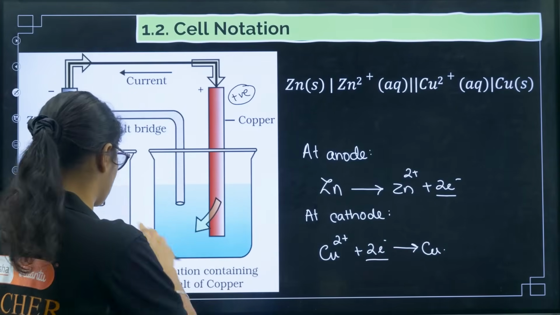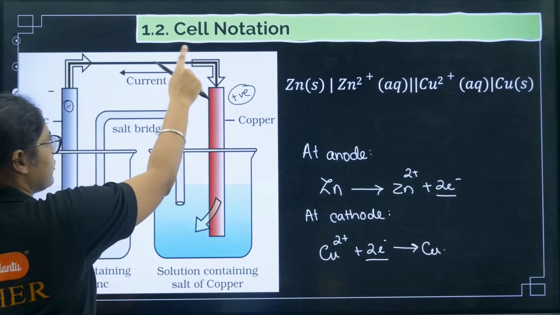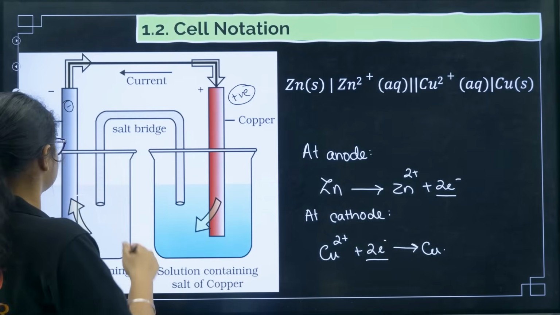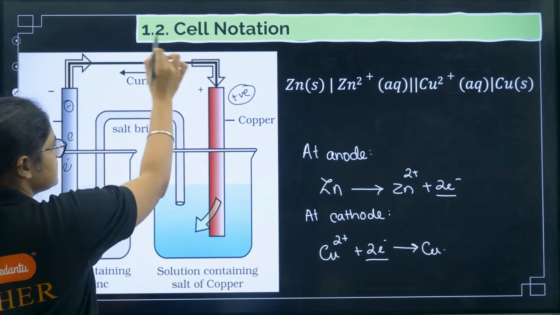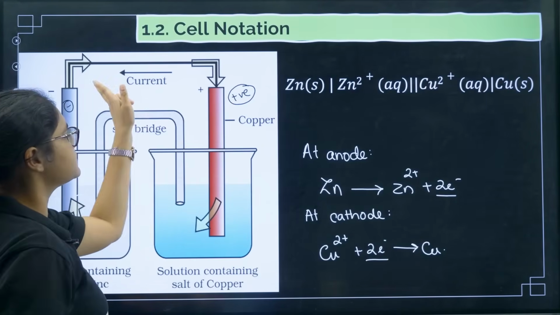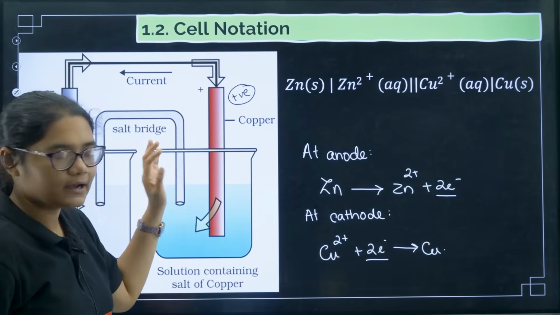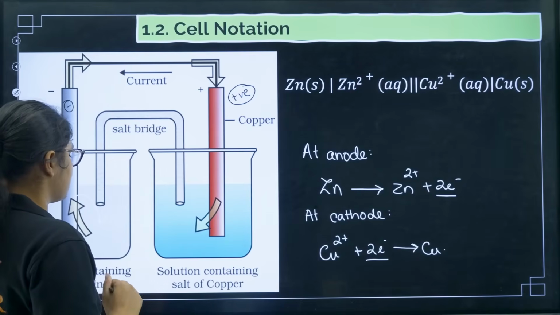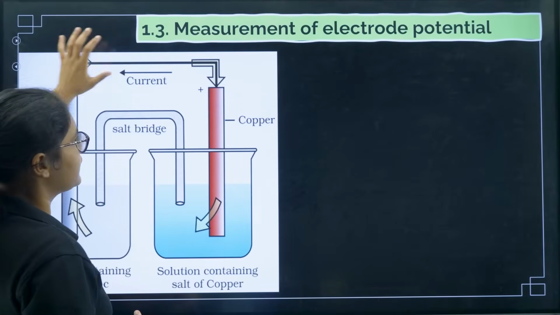When the chemical reactions are happening, the electrons are moving, right? These 2 electrons that have been released here are moving. Due to this flow of electrons, the current is generated, which moves in the opposite direction. Clear? The next thing we are going to discuss is the electrode potential.